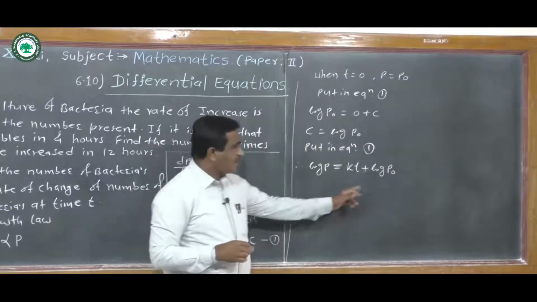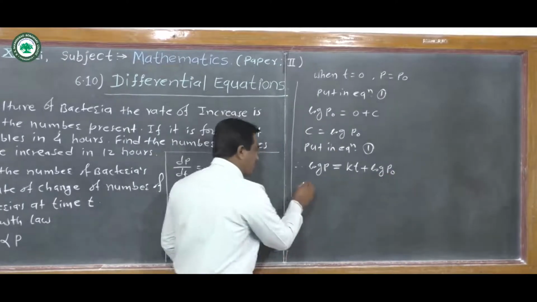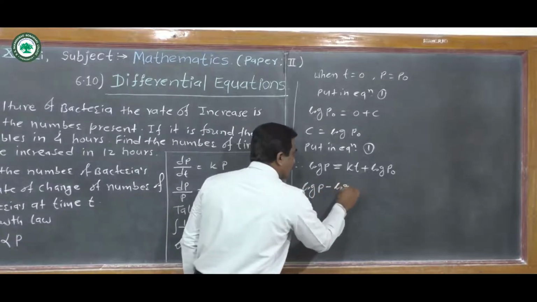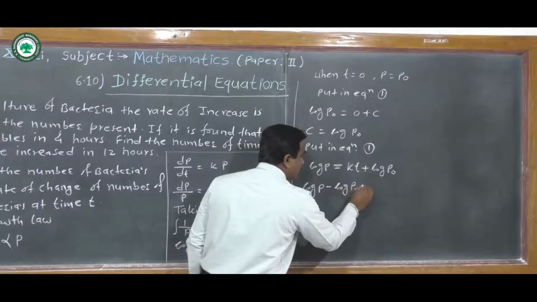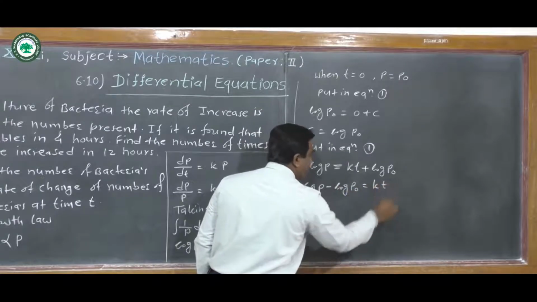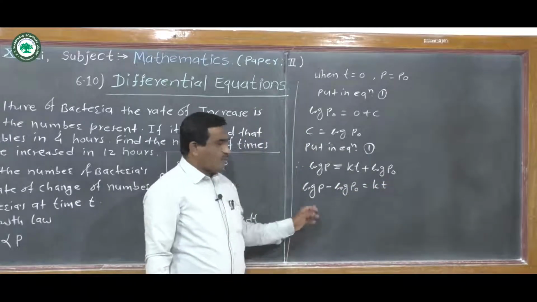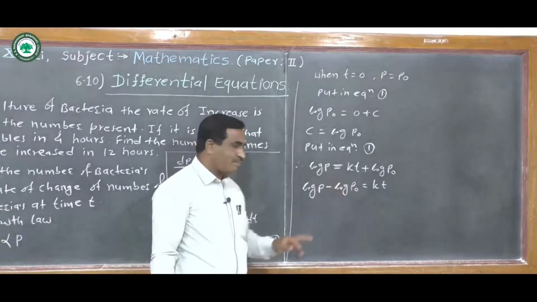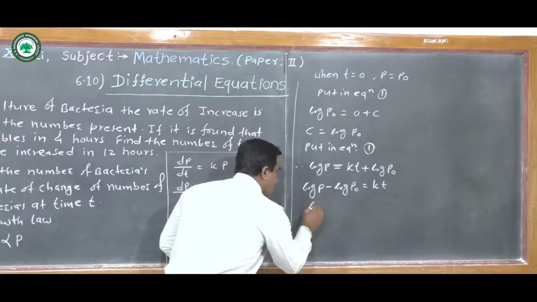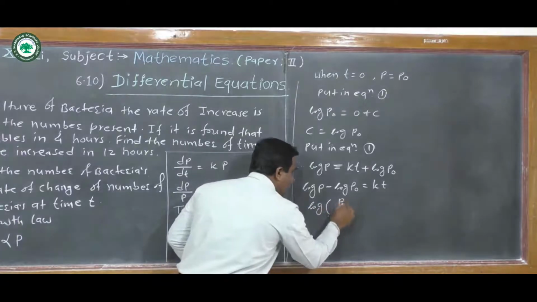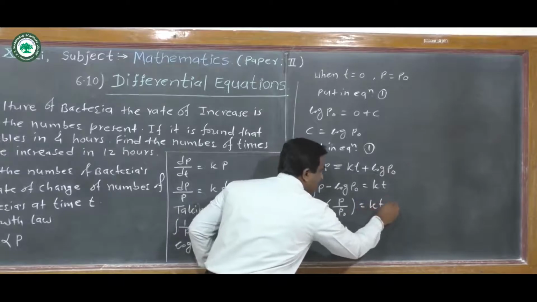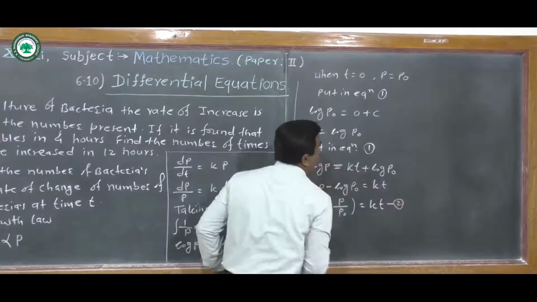Now we can take this log P0 to the LHS, that is, log P minus log of P0 is equal to Kt. Now by using the formula for logarithm, log a minus log b equals log a upon b, we can write log of P upon P0 is equal to Kt. Say this is equation number 2.